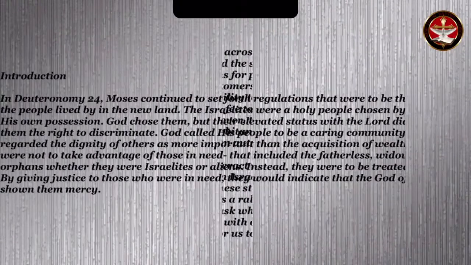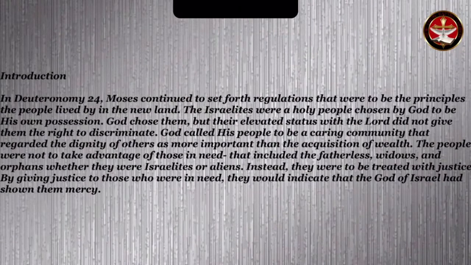Introduction. In Deuteronomy chapter 24, Moses continued to set forth regulations that were to be the principles the people lived by in the new land. The Israelites were a holy people chosen by God to be His own possession. God chose them, but their elevated status with the Lord did not give them the right to discriminate.